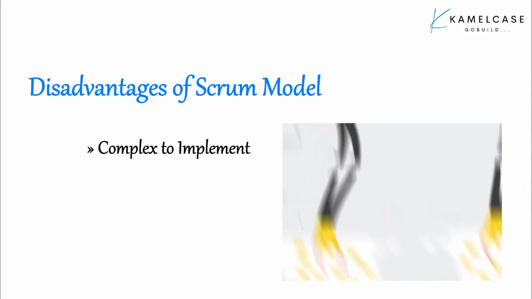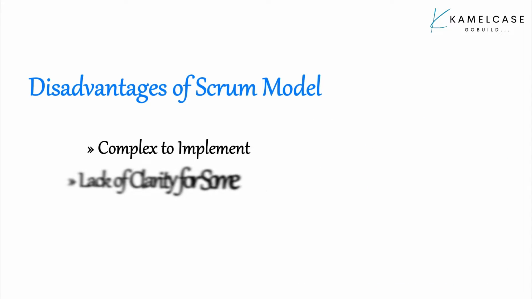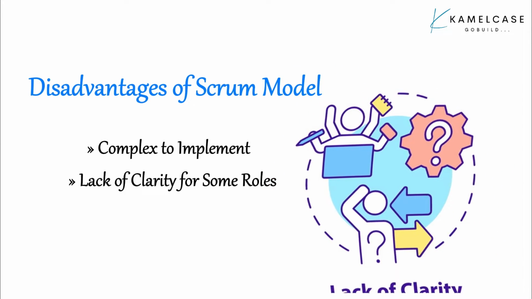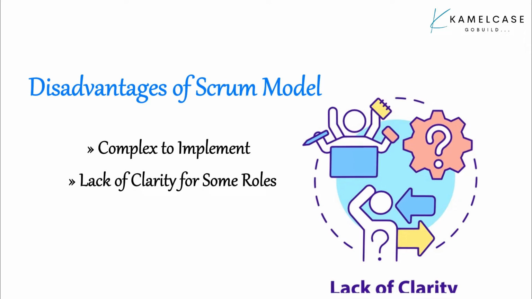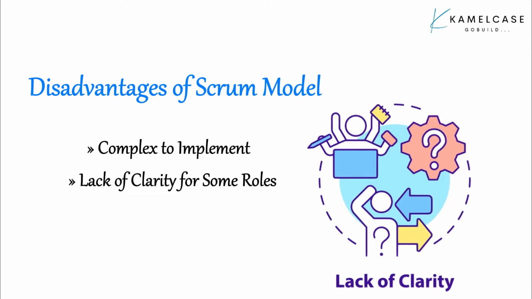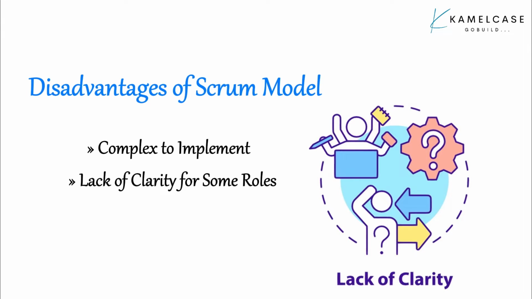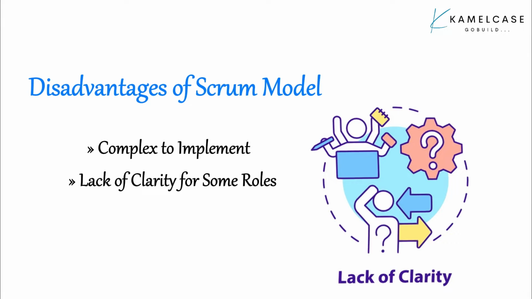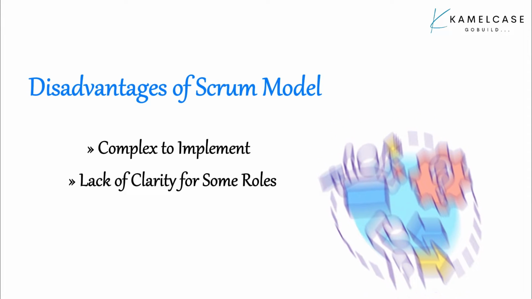The next point is lack of clarity for some roles. Scrum defines specific roles: Scrum Master, Product Owner, and Development Team. But these roles' responsibilities can be abstract and challenging to understand, especially for organizations new to Scrum. This lack of clarity can lead to role confusion and conflicts within teams.